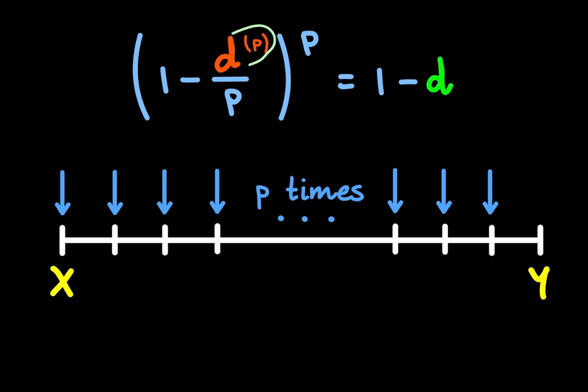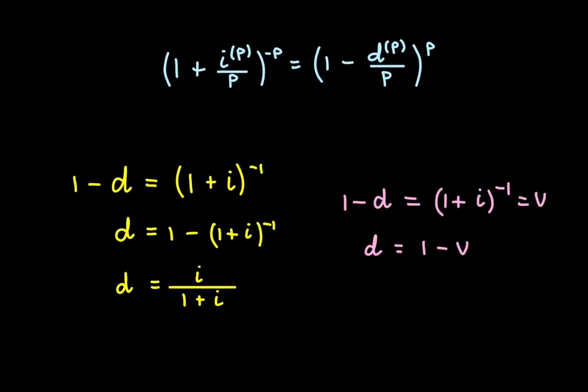And that would be d^(p) over p. That's the effective discount rate per period. And then obviously d^(p) must be the nominal discount rate convertible or compounded or payable p-thly. And then D over here is the effective discount rate per annum. Okay, so let's move on to a few identities that will be helpful.